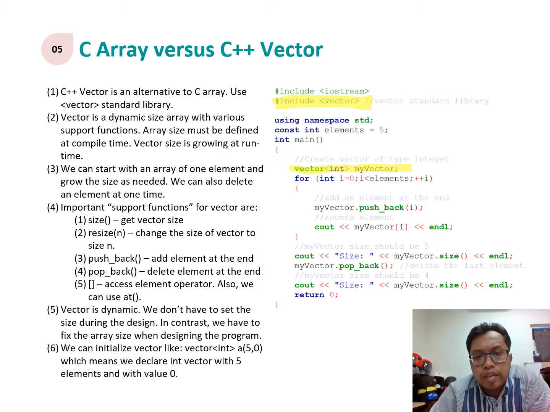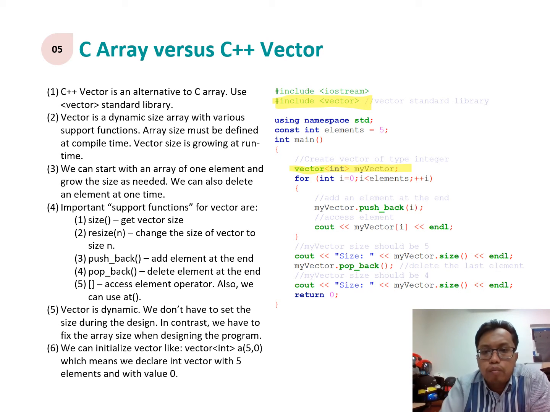Whenever you want to add a new value to the vector, you can just use the function called push_back. Push_back here is basically to add the value. This is the value that you want to add. Here is the i. You can basically input any value that you want.